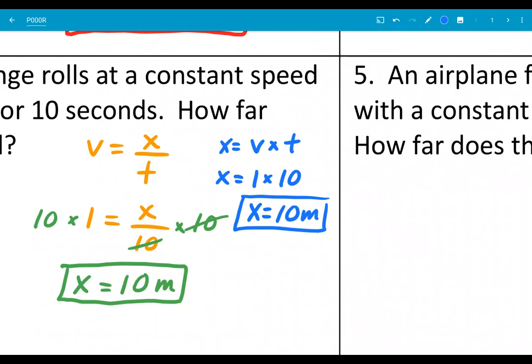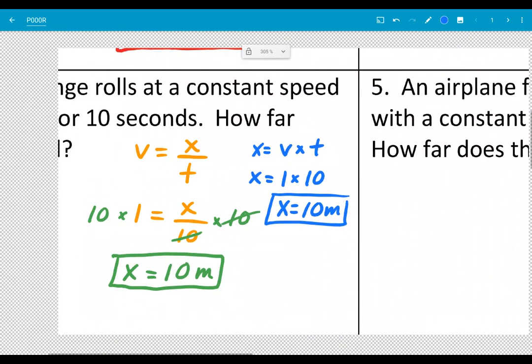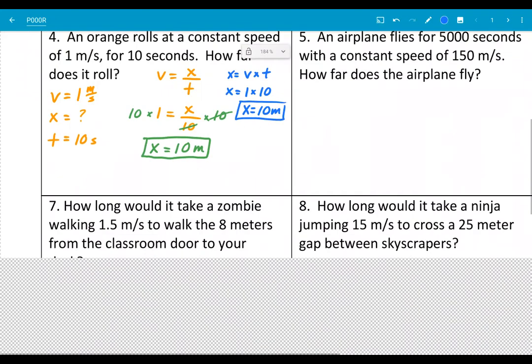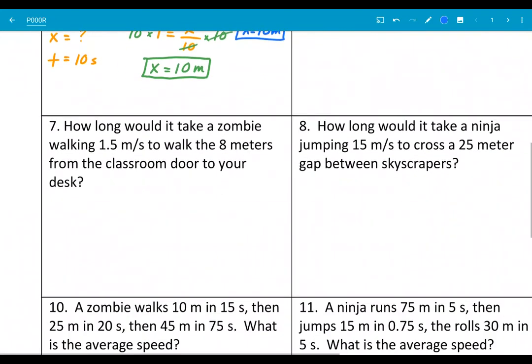If you're not comfortable with that and want to have the formula rearranged for you already, then use the average speed triangle method. That's fine too. But write down the formula and the structure that you know it should be according to that triangle. Okay, and then just continue on.